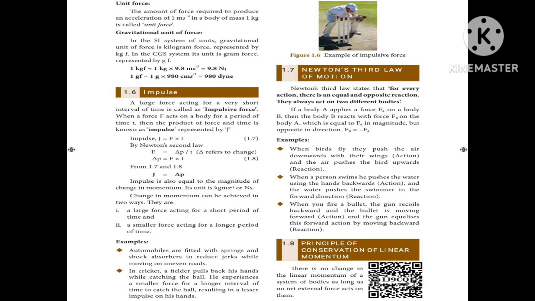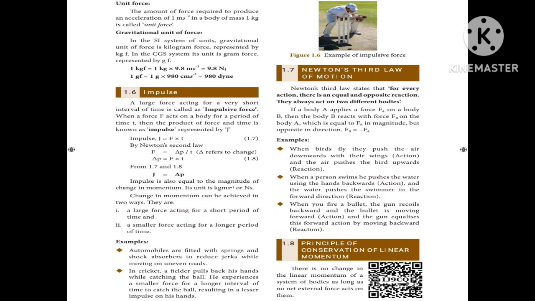Unit force: the amount of force required to produce an acceleration of 1 m s^-2 in a body of mass 1 kilogram is called unit force. Gravitational unit of force: in the SI system, the gravitational unit of force is kilogram force, represented by kgf. In the CGS system, its unit is gram force, represented by gf. 1 kilogram force equals 1 kg times 9.8 m s^-2 equals 9.8 N. 1 gf equals 1 gram times 980 cm s^-2 equals 980 dyne.